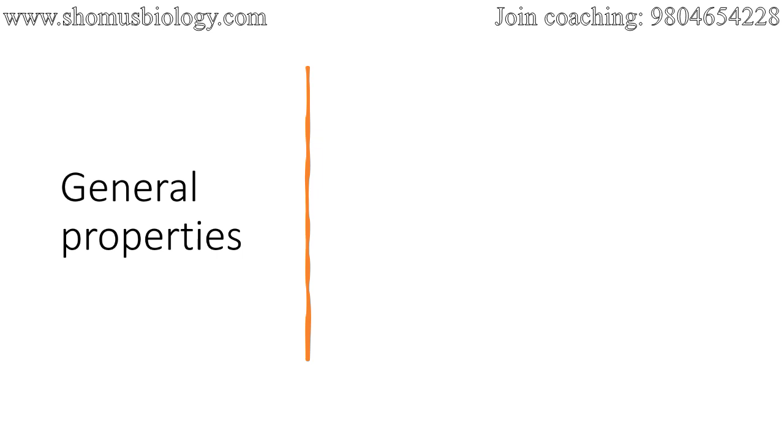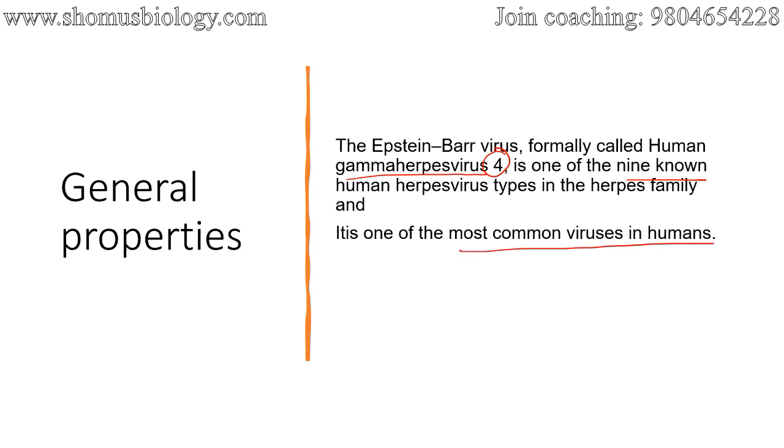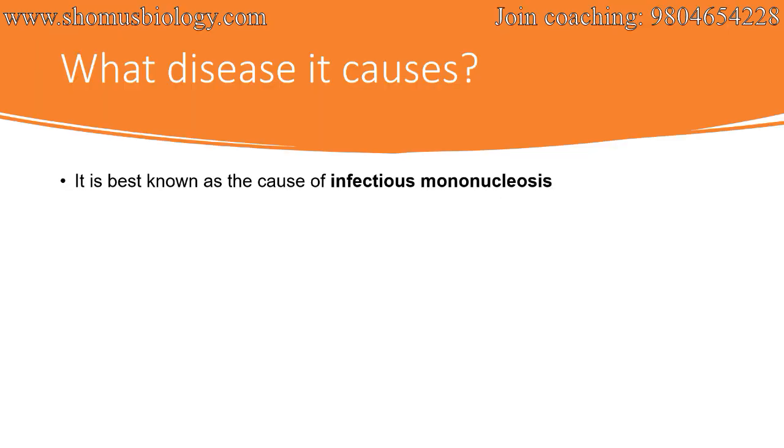What are the general properties of this? Epstein-Barr virus is also called human gammaherpesvirus 4, one of the 9 known human herpes virus types in the herpes family, and it is one of the most common viruses in humans, because it infects most humans. It is best known as the cause of infectious mononucleosis, the disease it causes. So again, the disease caused by the Epstein-Barr virus, EBV, is infectious mononucleosis.